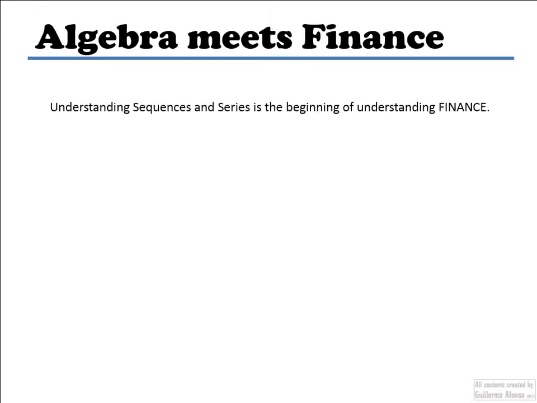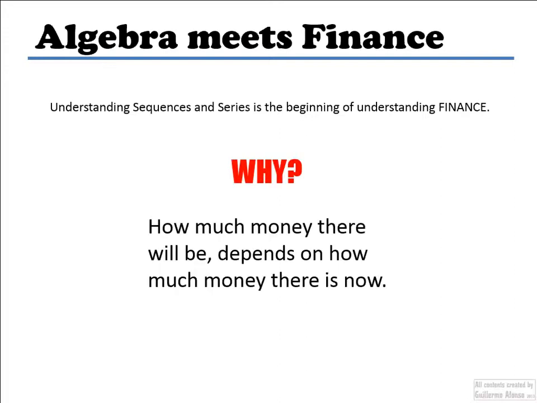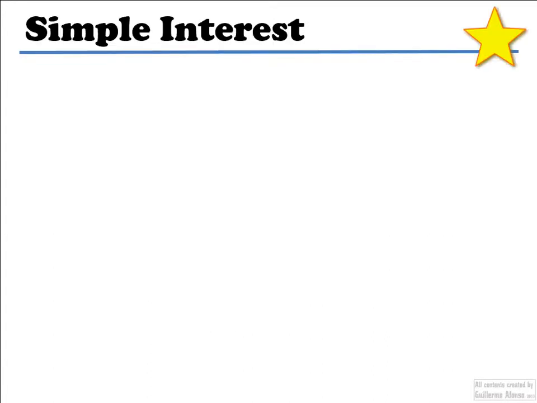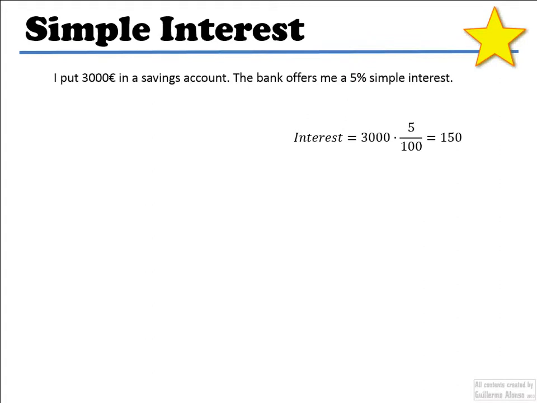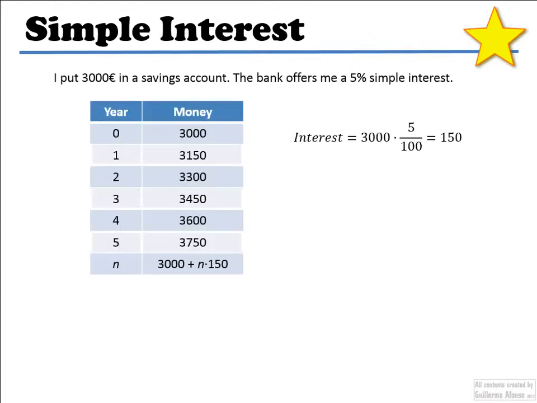The important thing to realize is that it's very similar to the kind of stuff that happens in sequences and series, because the money that you will have depends on how much money there is at a particular moment. So let's look at simple interest. How does this work? Say, for example, you put 3,000 euros in an account with 5% simple interest. So you work out what 5% of 3,000 is, which is 150, and that's what you're going to be getting every year. So every year you add another 150 into your account.